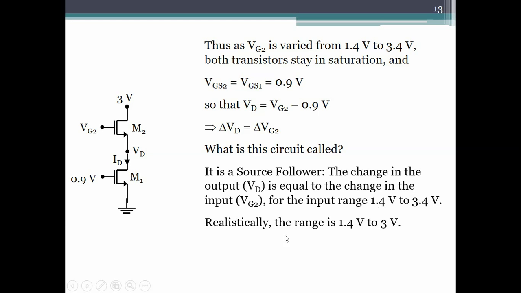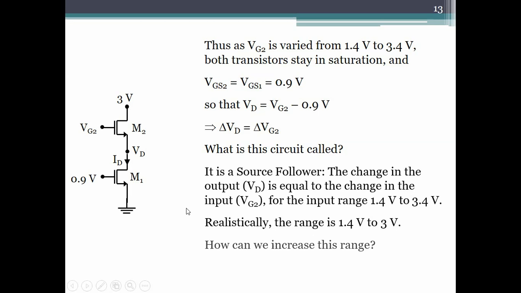And I say realistically this range is 1.4 volts to 3 volts, not 3.4, because VDD is the power supply that will be supplied to the entire system of which this source follower will be a part, and so the highest voltage typically in this system is going to be 3 volts. So although VG2 can go up to 3.4 volts, realistically it will never go to any voltage above 3 volts because everything else in the circuit is limited to 3 volts.